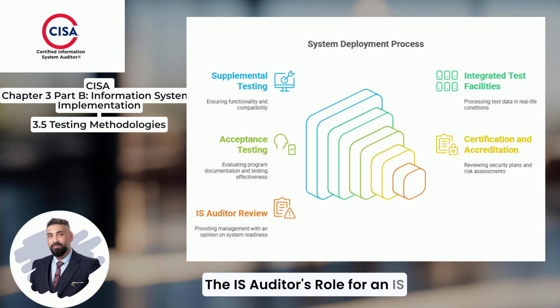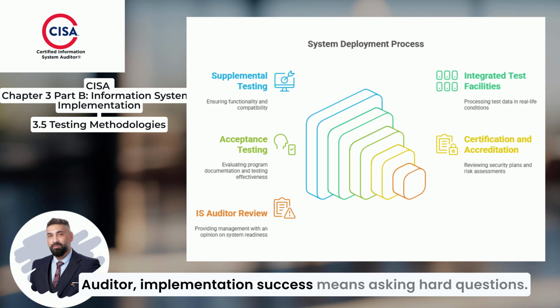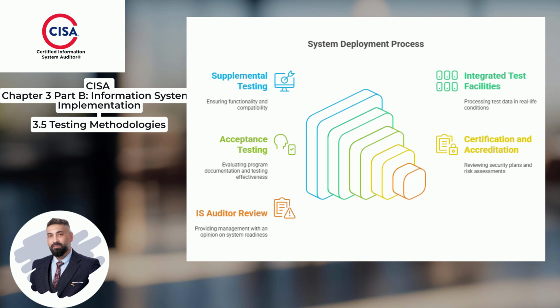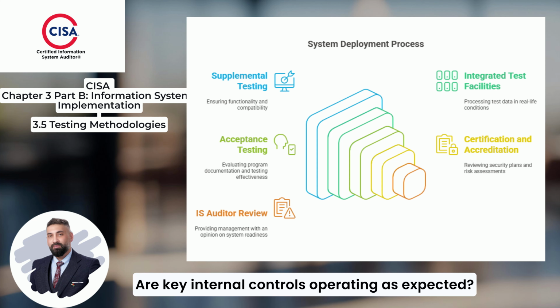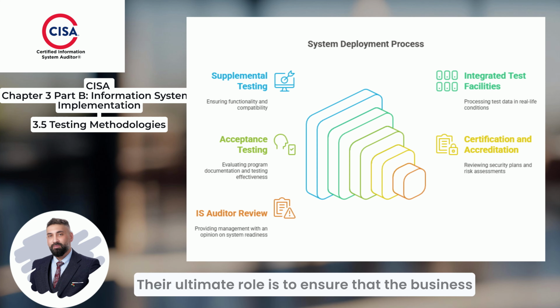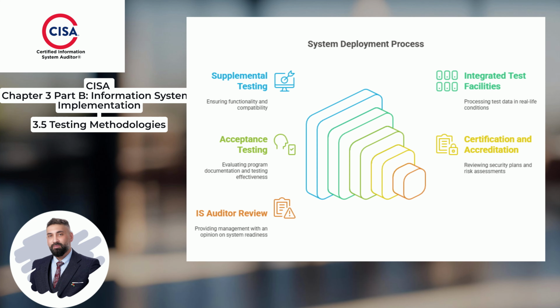The IS auditor's role. For an IS auditor, implementation success means asking hard questions. Does the system reflect user requirements? Are key internal controls operating as expected? Are there gaps in testing or documentation that could jeopardize success after deployment? An IS auditor doesn't just review. They conduct interviews, rerun critical tests, validate security protocols, and recommend fixes for vulnerabilities. Their ultimate role is to ensure that the business goes live with a system that is robust, secure, and tailored to its needs. Nothing less.